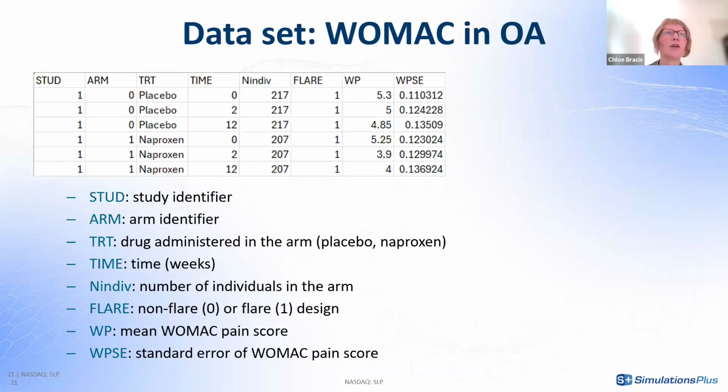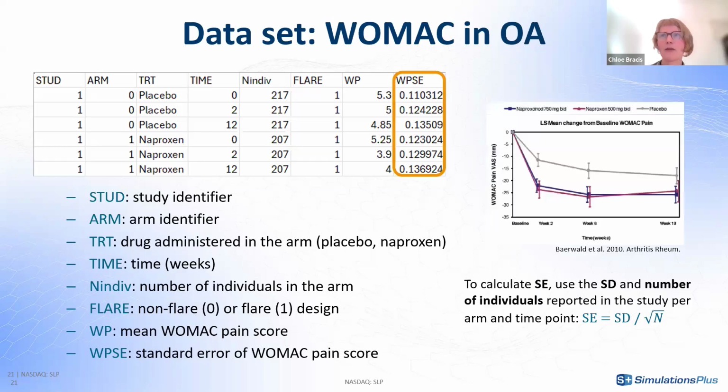So for our data set, we have study treatment arm. We have whether the treatment was placebo or naproxen. We have both the number of individuals and the standard error, which I'll get to. We have flare. So this is 0 for a non-flare design or 1 for a flare design. WP is our observed response, so that's our WOMAC pain score, and the WPSE is our standard error of the pain score. And how do we get that standard error?